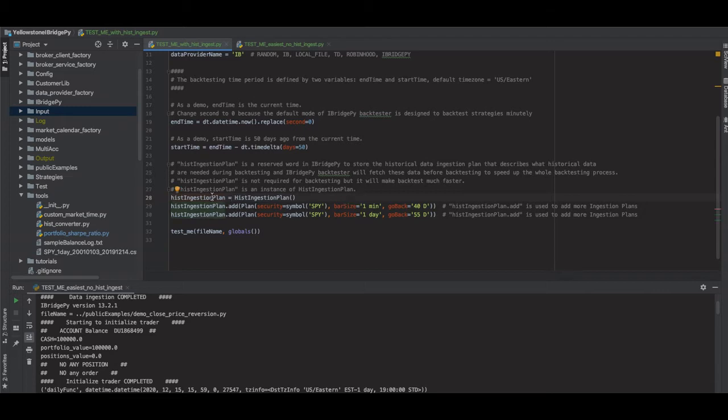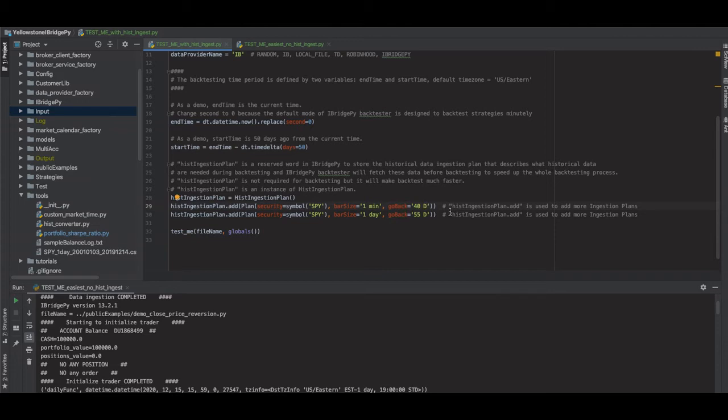So after we have this HistIngestionPlan, we use a function called .add. This one is a function inside HistIngestionPlan. So we use this .add to add an individual plan. Each individual plan means we want to get this historical data from the broker. And there are 3 required variables. First is security. We use symbol to define security, bar size, and go back.